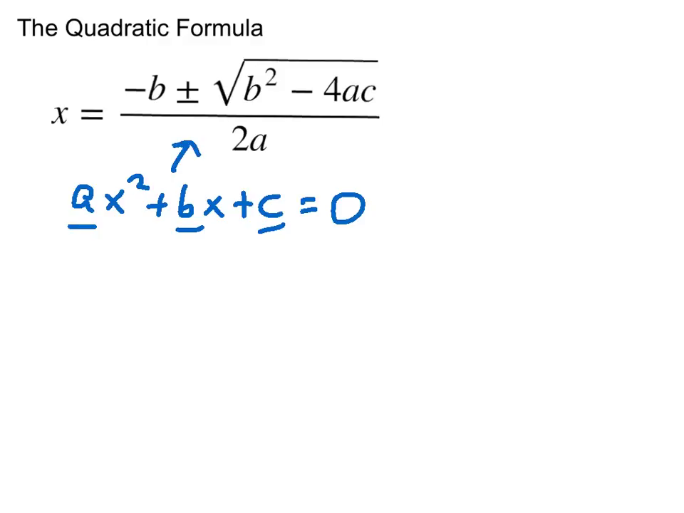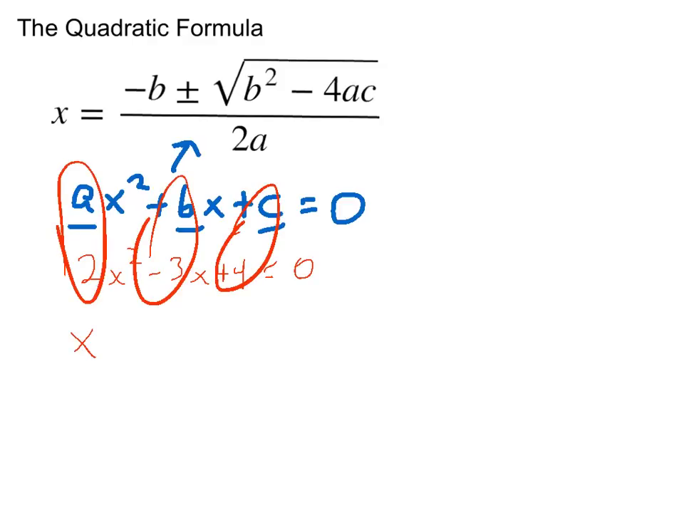Okay, so let's pull up that problem we just were working on. That was, let's see here. Okay, so we had 2x squared minus 3x plus 4 equals 0. All right, so here's our c, here's our b, and here's our a. And we get x equals negative b, negative 3 is positive, plus or minus the square root of b squared, negative 3 times negative 3 is 9, minus 4 times a times c, all over 2a, 2 times 2 is a 4.